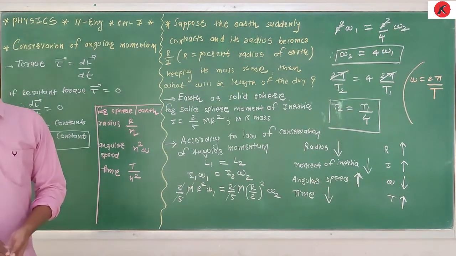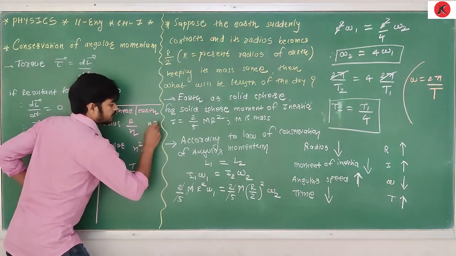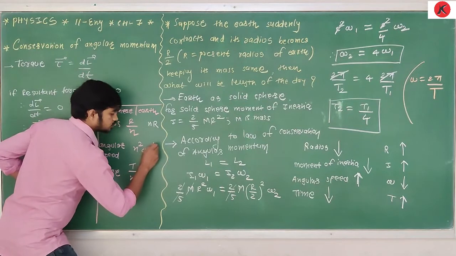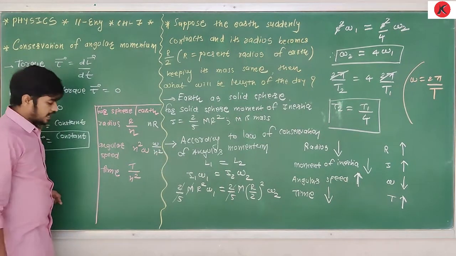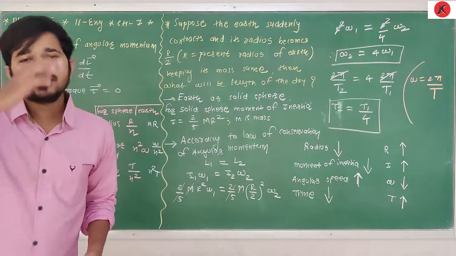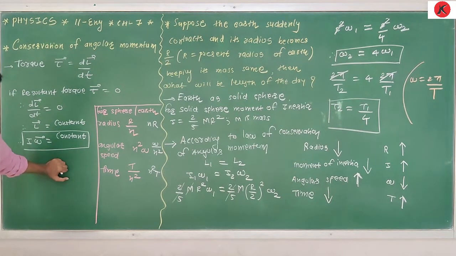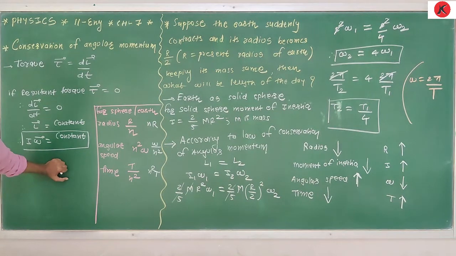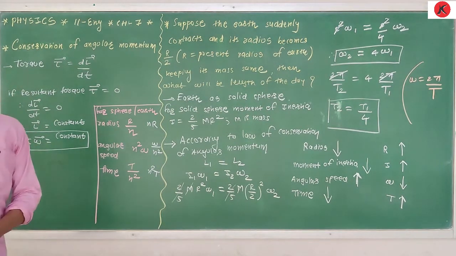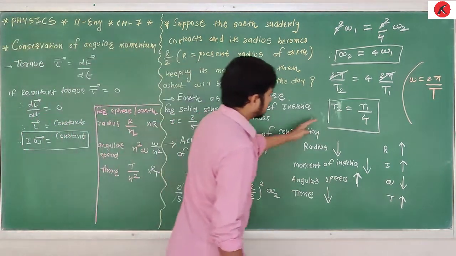Also here, if radius becomes n times, then angular speed becomes omega upon n², and time becomes n² T. Clear? So yes, such changes you have to remember. Clear about this? Okay. So yes, you have to remember all these things about conservation of angular momentum. And yes, this concept is important.